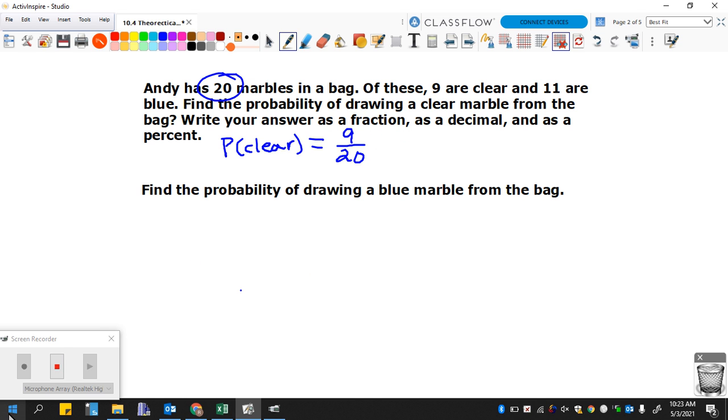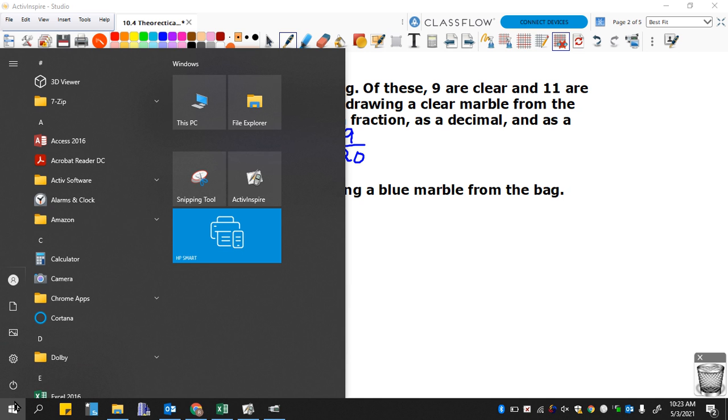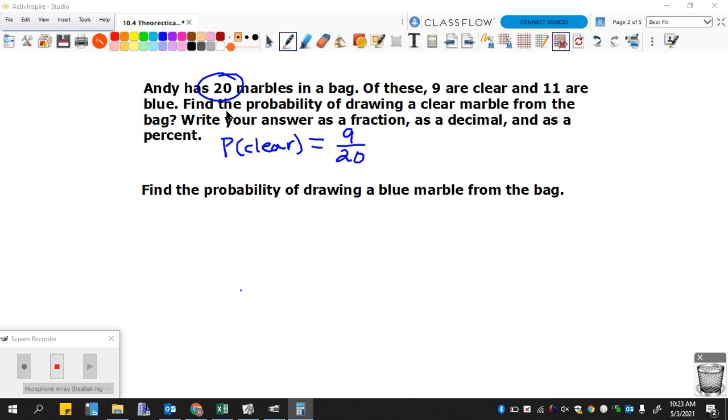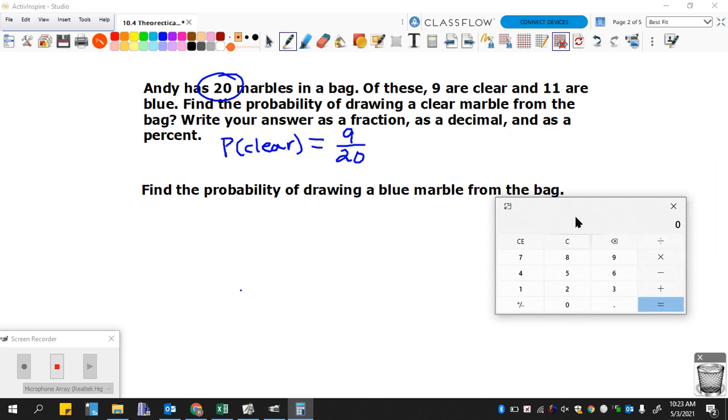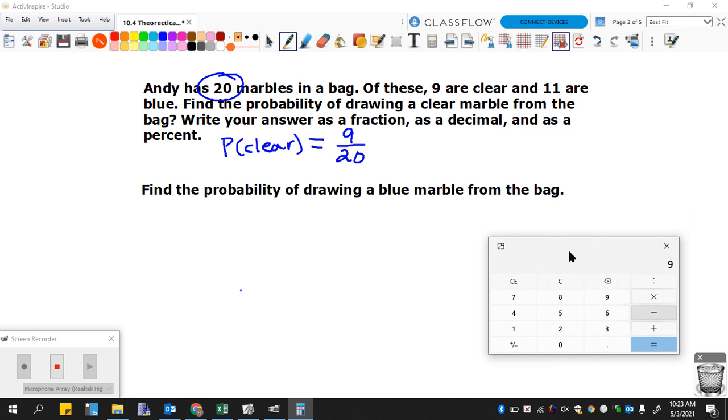It also says to write it as a decimal. So if we write that as a decimal, that would be 9 divided by 20, which is 0.45. Or if it says as a percent, remember, if you have a decimal, you just move your decimal point over to the right 2 times. So that'd be 45%.